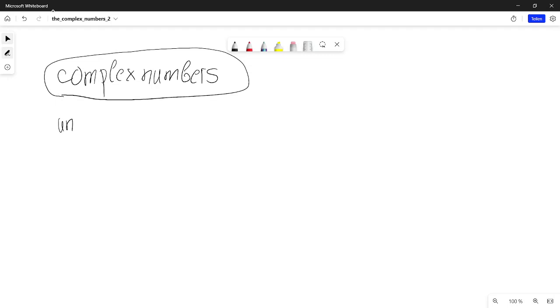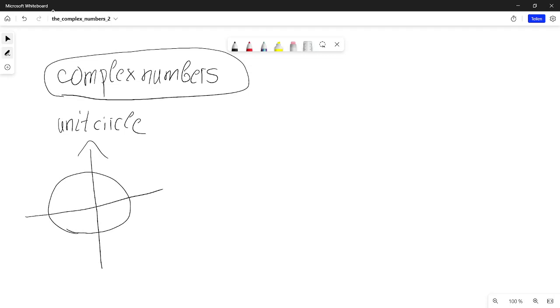Alright, recall the unit circle. Here we just have our coordinate system and we have some angle alpha, whatever, also measured as the arc length, and here this point at coordinates cosine alpha, sine alpha.